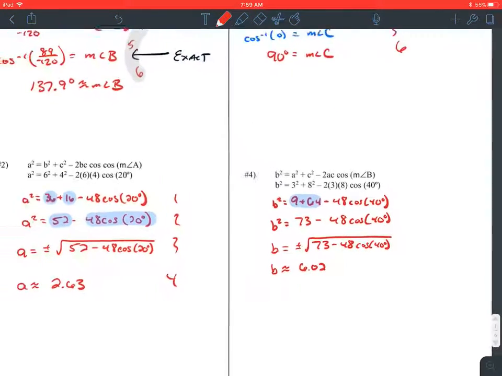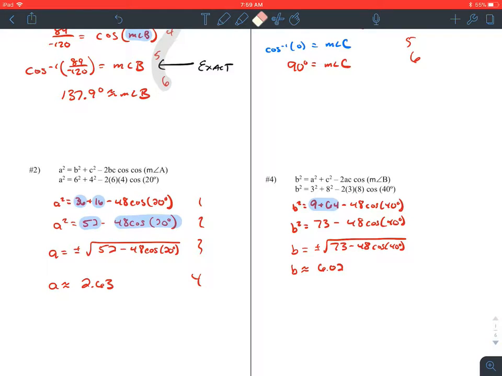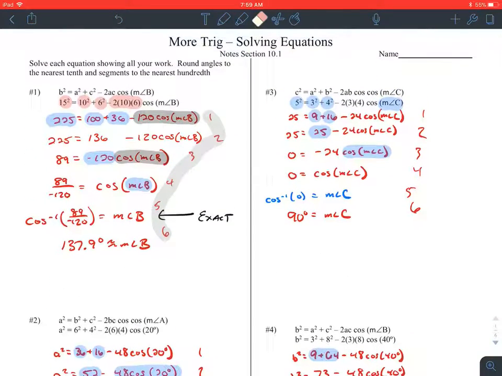Once again, if you're trying to find the length of a side, 4 steps. Trying to find the measure of an angle, it is 6 steps. You can do more steps, can't do less. That concludes the notes.